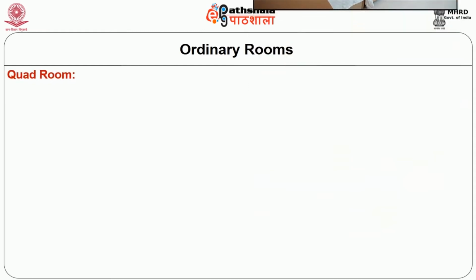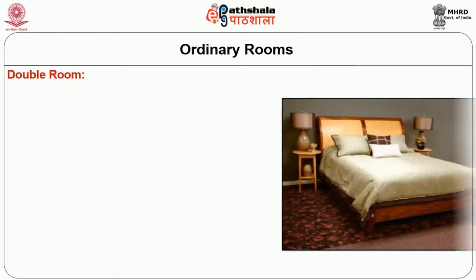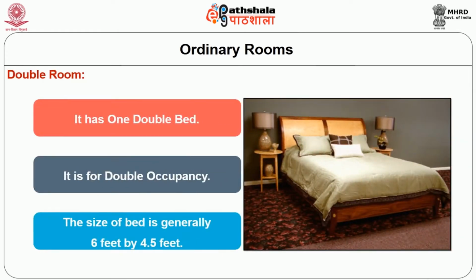Now the next one is the quad room. As it says, the room has 4 separate single cots and it can accommodate 4 persons in a room. Then the double room. It has one double bed and it is usually given for double occupancy. The size of the bed put up in these rooms is generally 6 feet by 4.5 feet.